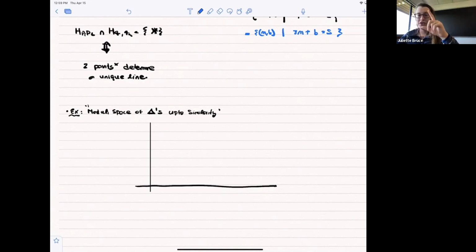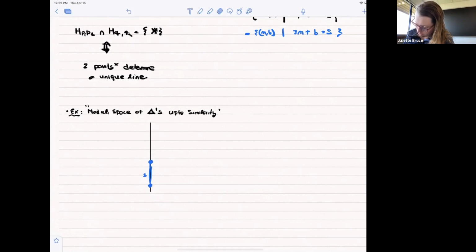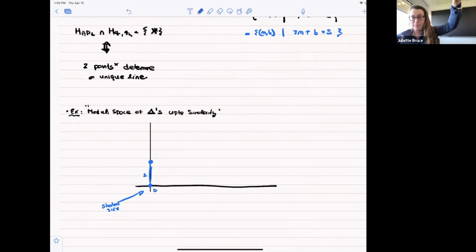So I could shrink it so it has smallest side length 1, and then I could take all my triangles in the plane and move them so that the shortest side of my triangle was pinned down here, right? So here is my shortest side. It's in blue. It's length 1. This is the shortest side. Okay, so I pinned down my shortest side and two of the points of my triangle. So how do I determine a triangle now?